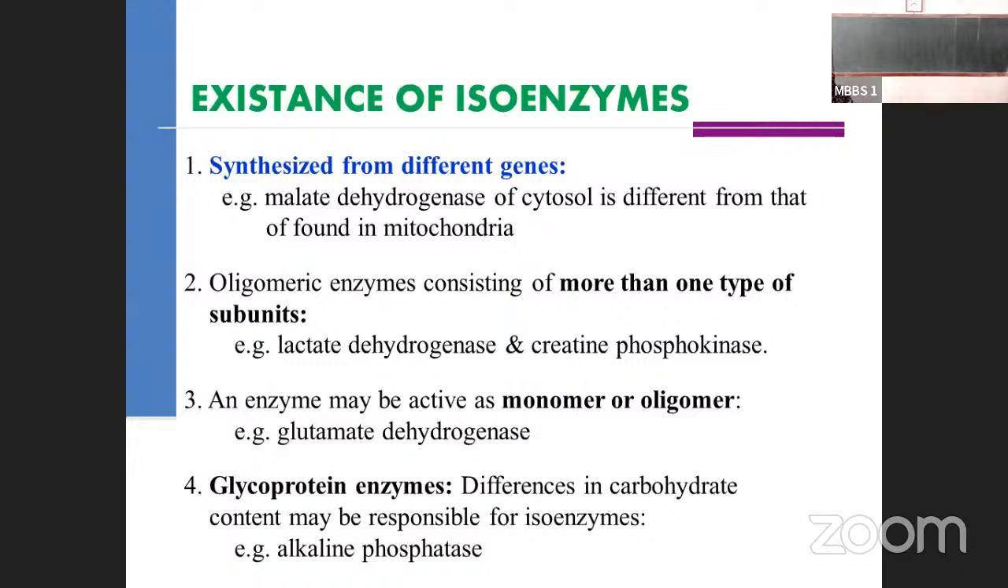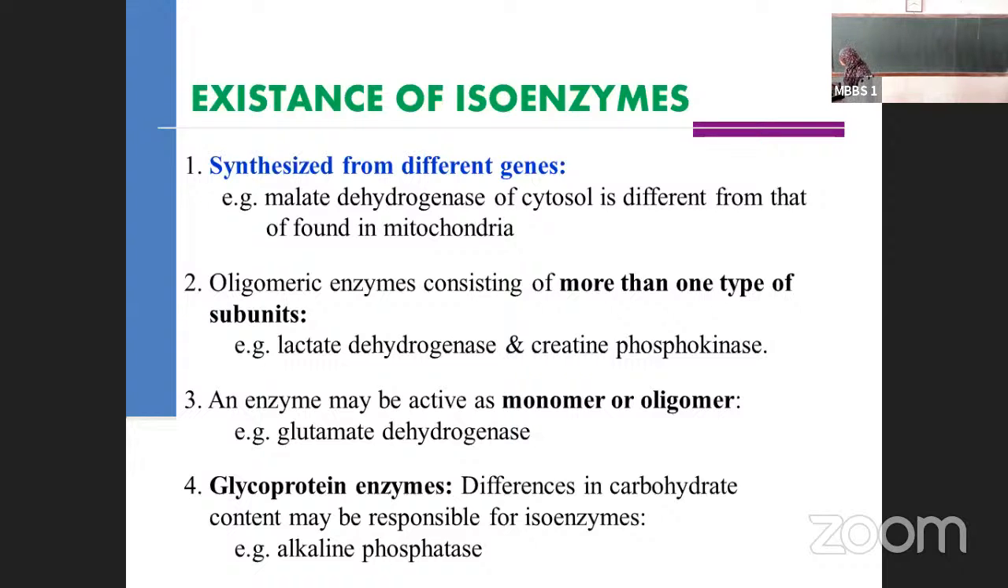Some are oligomers, meaning the oligomer is derived from the monomer. Some enzymes are present as two monomers, a dimer. Some enzymes are present as three or four units, a tetramer. Some enzymes are present as an oligomer. So because of the presence of these monomers and oligomers, there is existence of isoenzyme forms.